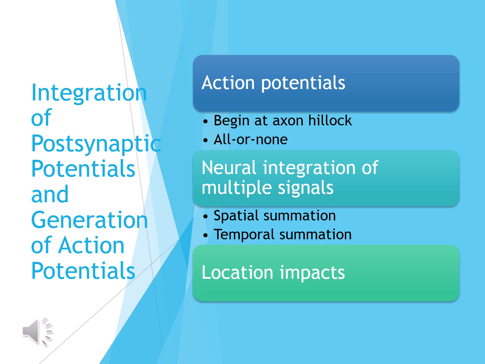There are 2 kinds of neural integration for the multiple signals received. We have the spatial summation, which can involve 2 or more EPSPs, 2 or more IPSPs, or we could see both EPSPs and IPSPs. And then the temporal summation, which can involve 2 or more EPSPs or 2 or more IPSPs. The EPSPs and the IPSPs cannot temporally summate due to the fact that just a single synapse is involved, and it must be either excitatory or inhibitory, but not both.